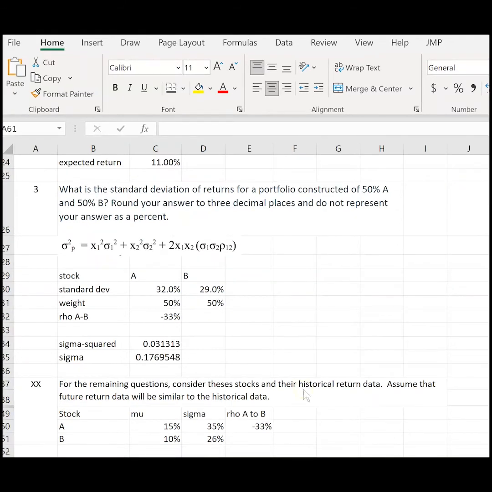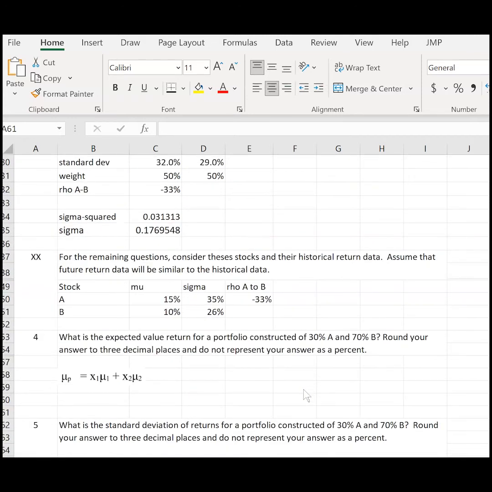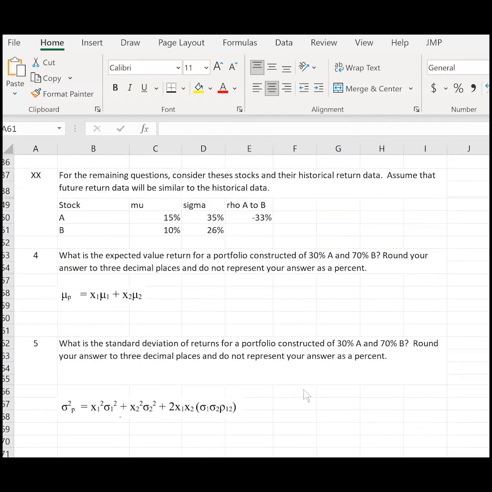All right, so we're going to go ahead and move on to questions 4 and 5. These questions are going to look very similar to questions 2 and 3, as we are calculating the expected value of a portfolio construction of 2 stocks and the standard deviation of that same portfolio. The only difference here is the stock data that we're given, and the weights of our portfolio are different. So it's not going to be 50% in each stock. It's going to be 30% in stock A and 70% in stock B.